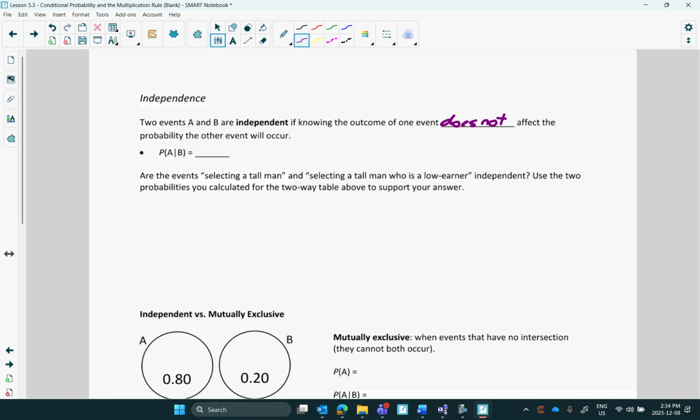So, two events are independent of each other if the probability of A given B is equal to the probability of A.